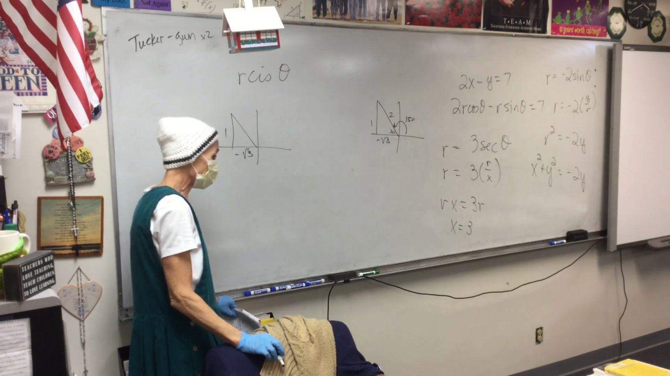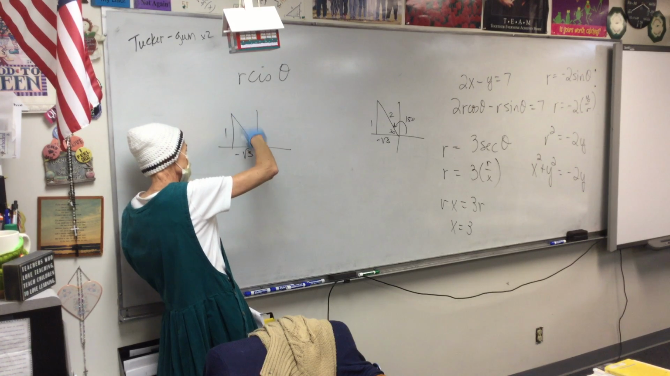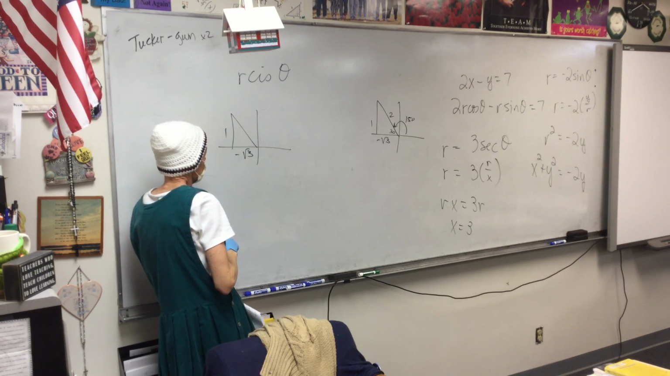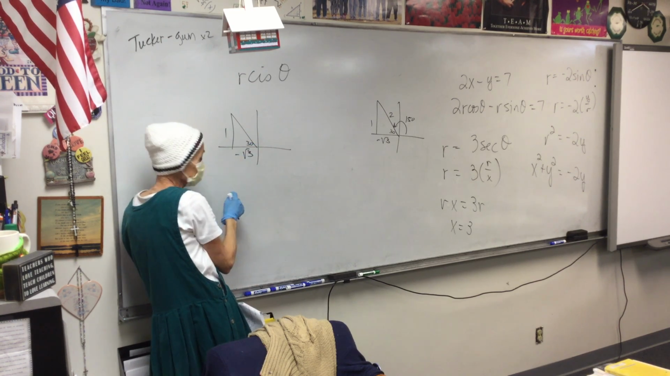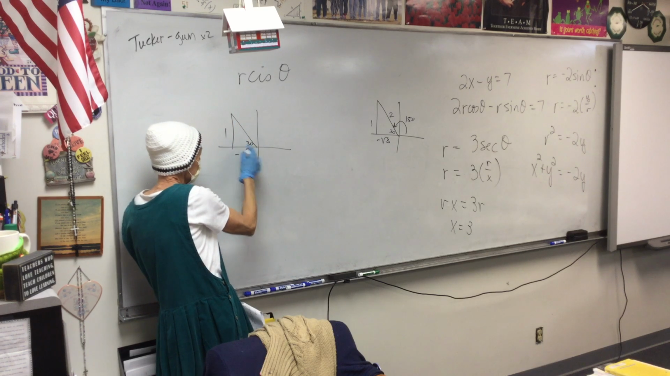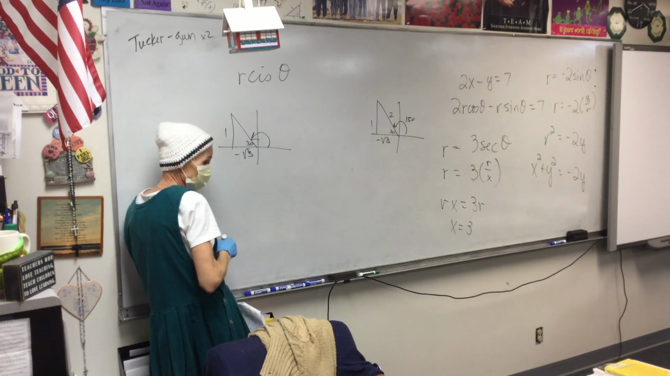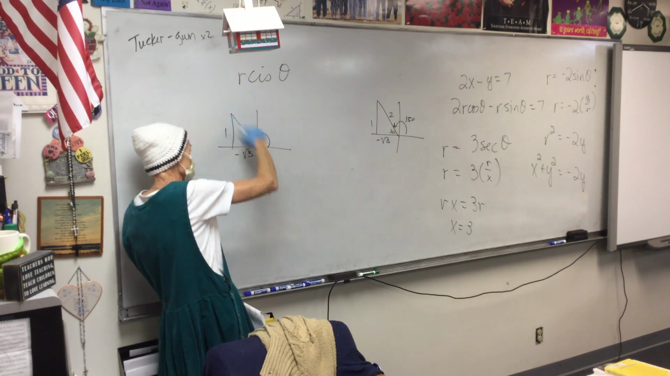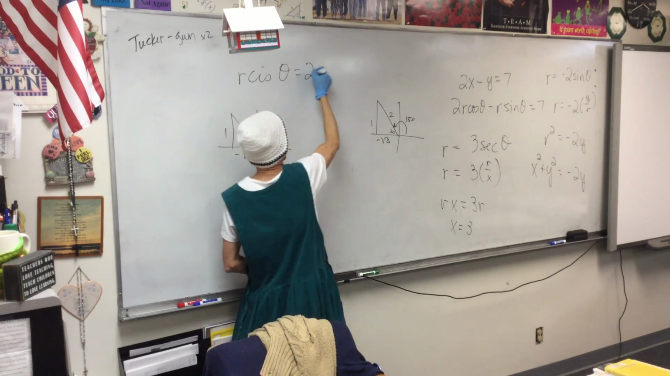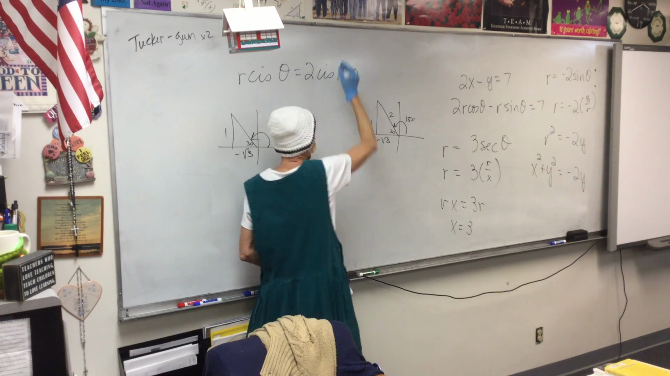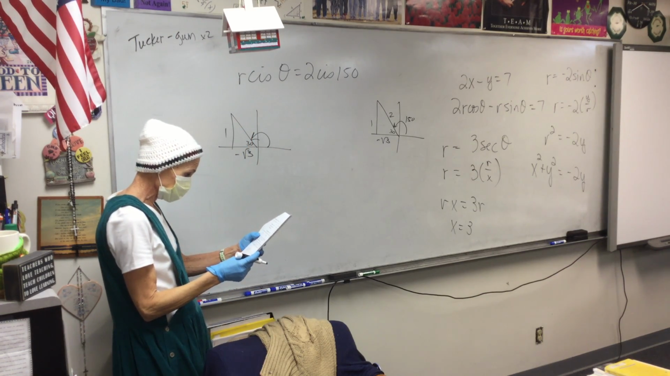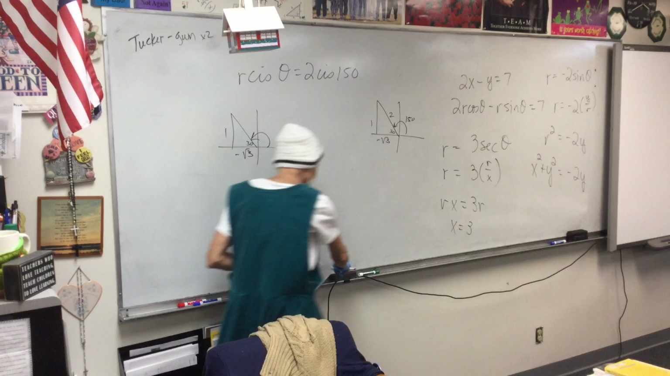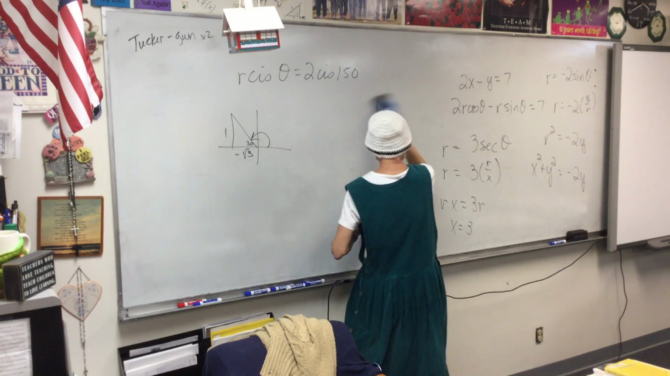Okay, well, we've done this a lot. What's R? It's a 30, 60, 90 triangle. This is a 30, so theta is 150. And what's R? 2. So 2 cis 150. That's your polar form or your trigonometric form. That's all there is to it, kids.